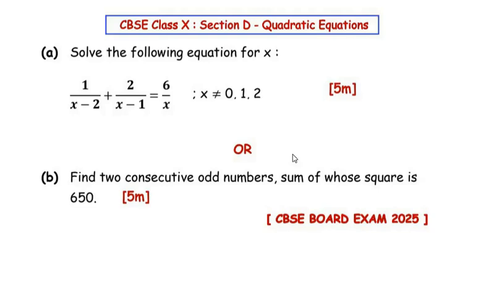In this video we are going to solve a 5-mark question from the Quadratic Equations chapter which appeared in the CBSE board exam 2025. Now this question has an OR question as well. That is, either you can attempt the A question or the B one. So let us start with the first question now.